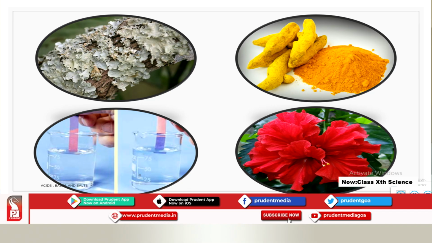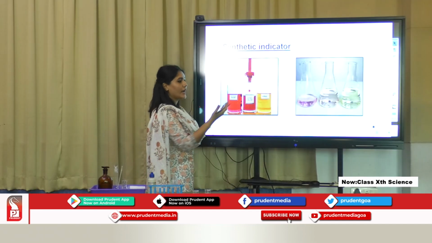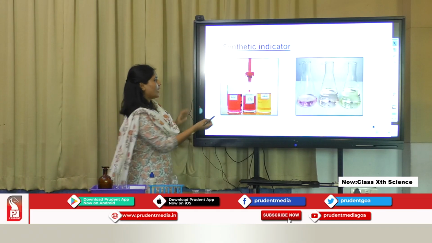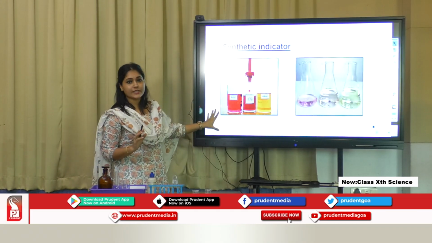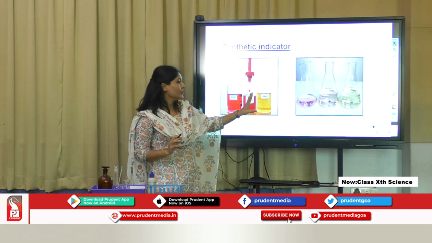Okay. So next we will have a look at synthetic indicators. Examples of synthetic indicators are methyl orange and phenolphthalein. Now there is a clear change which is shown over here. Methyl orange indicator remains red in acidic solution, whereas in alkali it changes into yellow color.